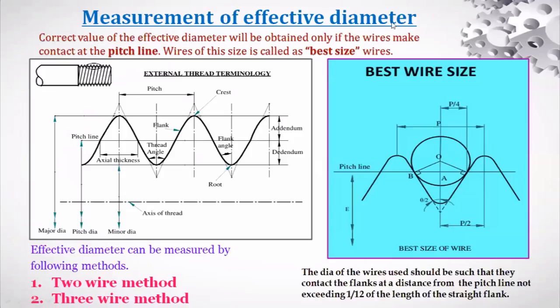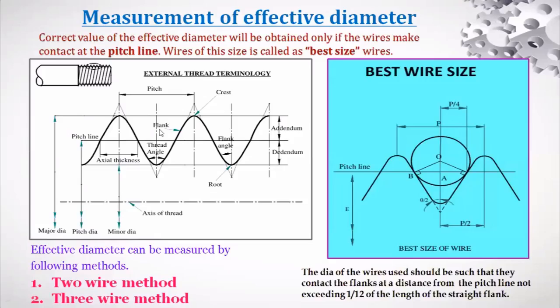Measurement of effective diameter. Effective diameter means it is the pitch diameter, right? Another name of effective diameter is pitch diameter. We can observe in this image, major diameter is this, minor diameter is this one. In between that, there will be the pitch diameter. So always the pitch diameter is smaller than the major diameter. In that video also, you might have seen that. Below the formula, they have mentioned pitch diameter is always smaller than the major diameter. It will be measured with respect to the pitch line. You can observe here on the screen this figure, right?